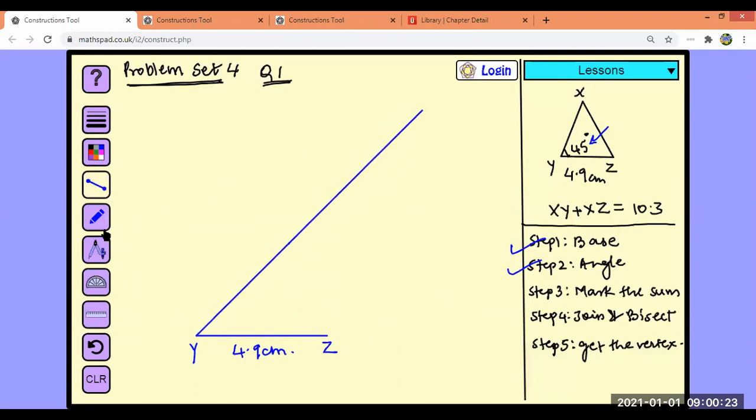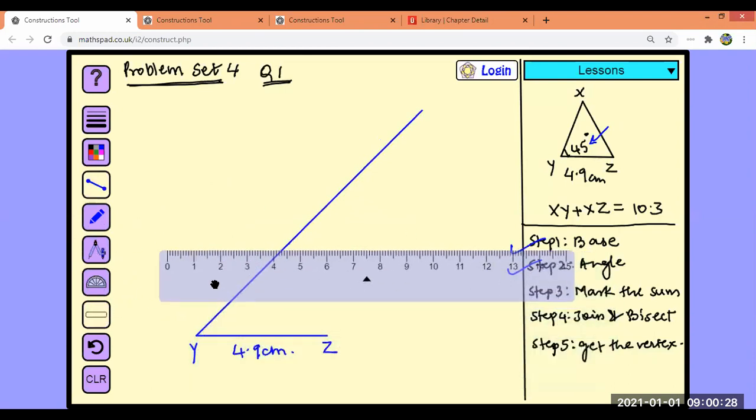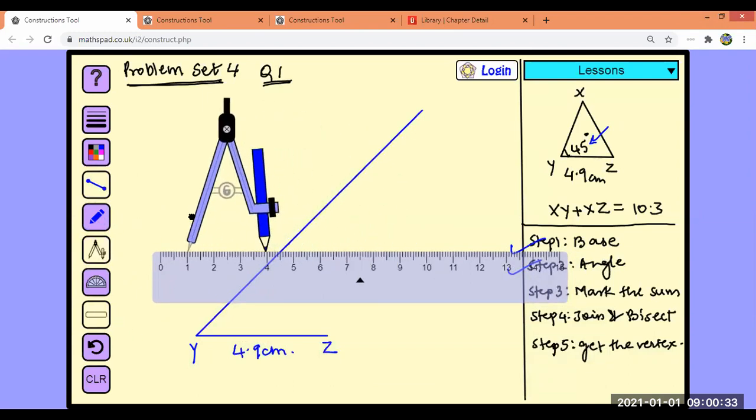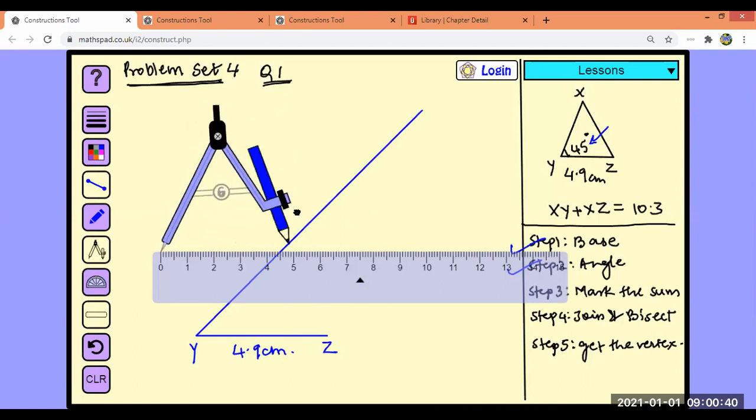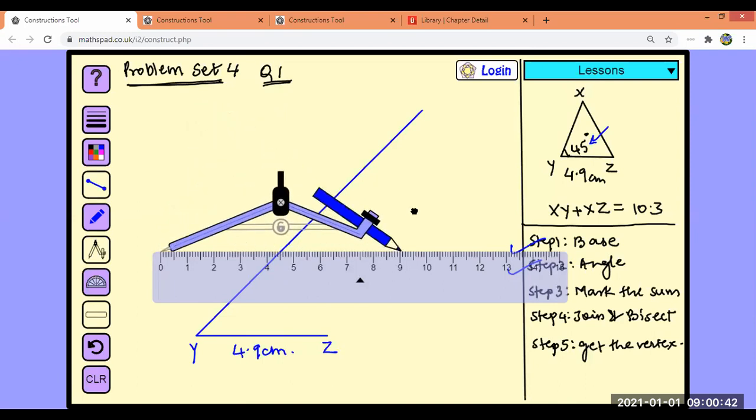Okay. So once you are done with step 2, step 3 is mark the sum. What is the sum? The sum is 10.3. So here we are going to mark 10.3. So using the compass, take the distance 10.3 in your compass. Okay, so this won't let me take distance 10.3 because it goes till 9 only. So please wait. Let me check out if I can show it to you in another way.